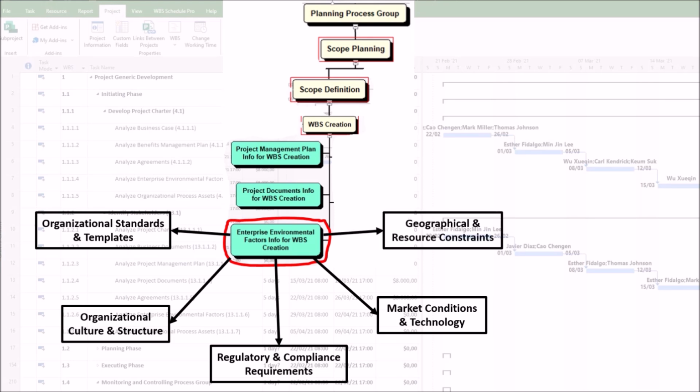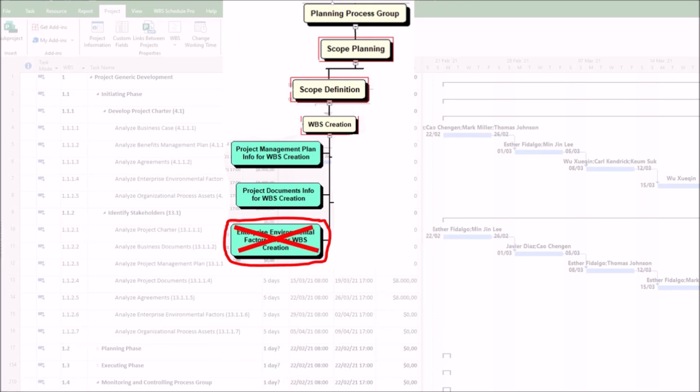5. Geographical and resource constraints. Distributed teams may require a WBS structured around locations or time zones. Resource availability, such as skilled labor or materials, can influence task breakdown. How can a poor enterprise environmental factors analysis harm the Create WBS process? A poor analysis of enterprise environmental factors can significantly harm the Create WBS process, leading to inefficiencies, misalignment, and even project failure. Here we have how a poor enterprise environmental factors analysis can harm the Create WBS process.